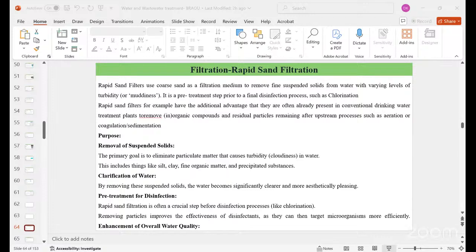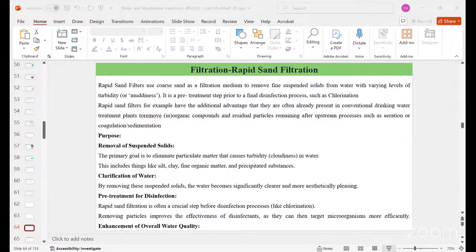The major factors that affect head loss are the filter media size and gradation, filtration rate, water viscosity, and particle accumulation. And coming to the filtration rate, the filter size and porosity we have learned in the previous slide, whereas now we will be looking into the rate of filtration. The rate of filtration is the volume of water that passes through a unit area of a filter bed per unit time.